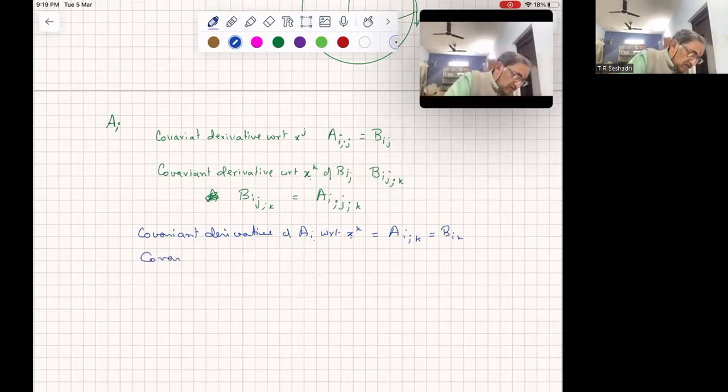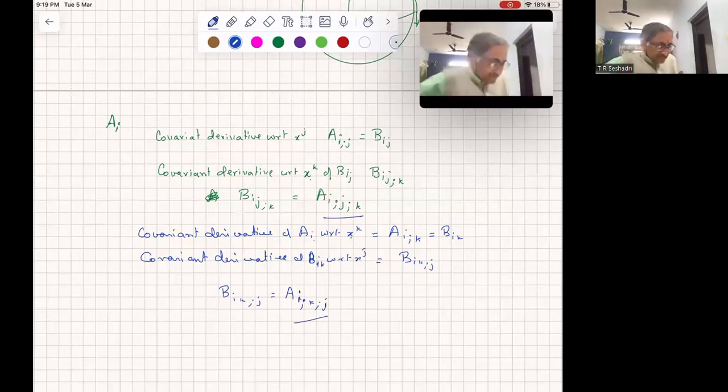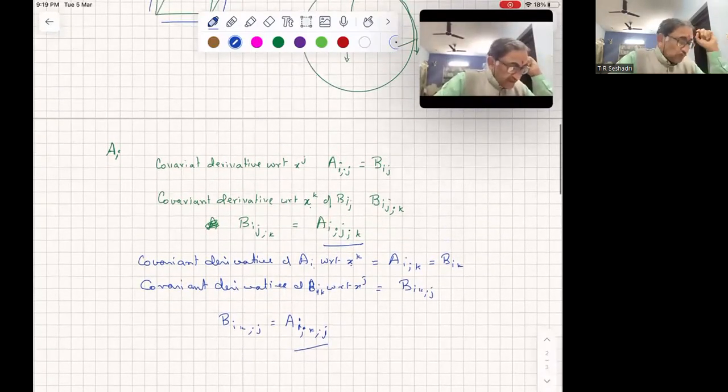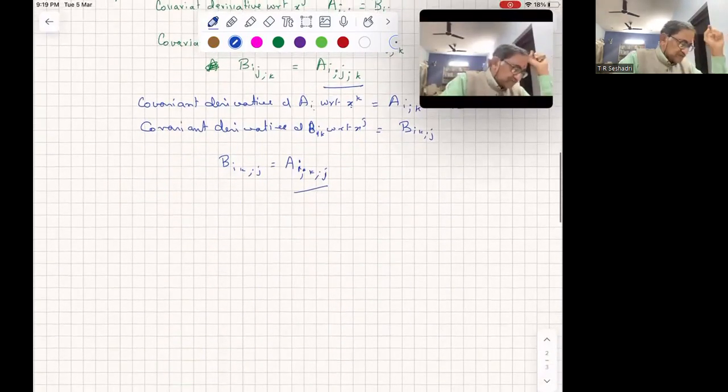And the covariant derivative of Bik with respect to xj will be equal to Bik semicolon j. And so Bik semicolon j is equal to Ai semicolon k semicolon j. And compare these two. Basically, the order of covariant derivative has been reversed. Now I want to compare these two. To compare these two, I have gone through two different paths and I will find the difference of these tensors. Okay. And for this, first of all, I need to write it out.